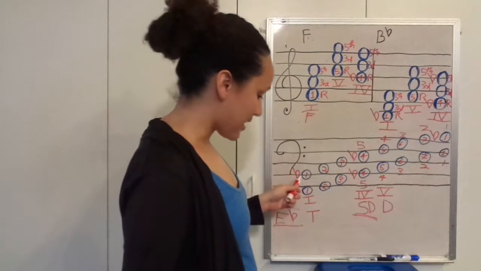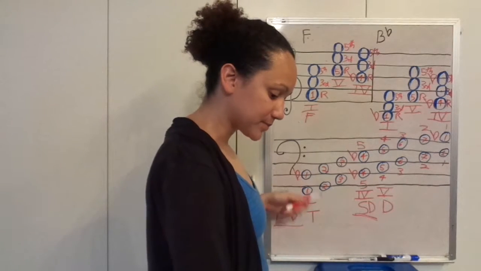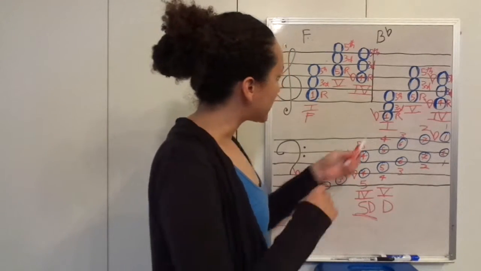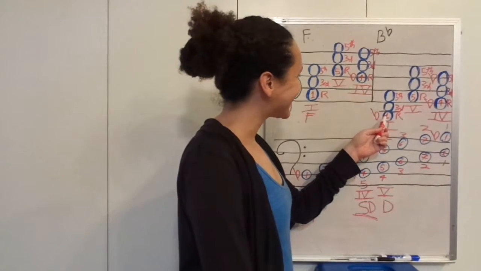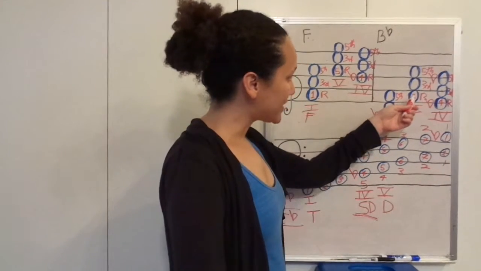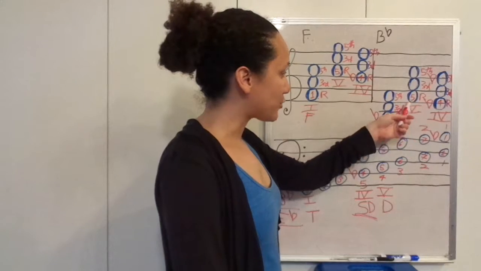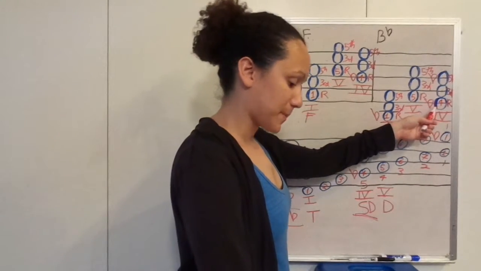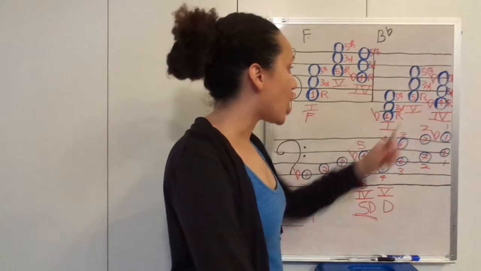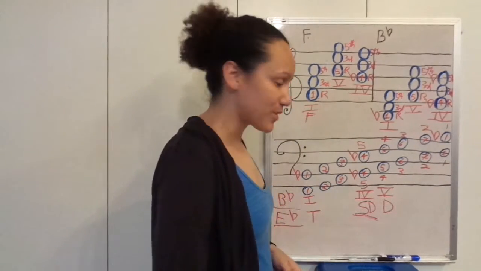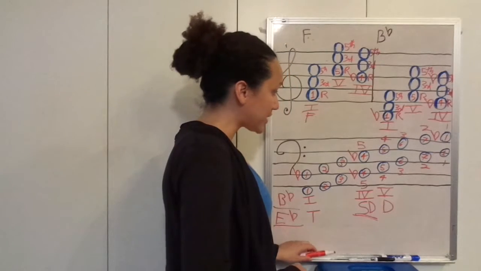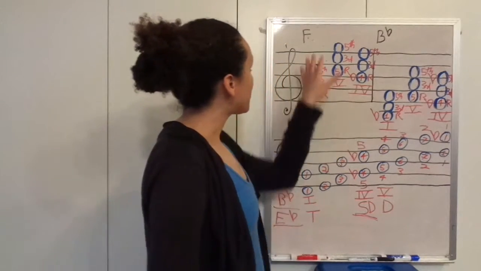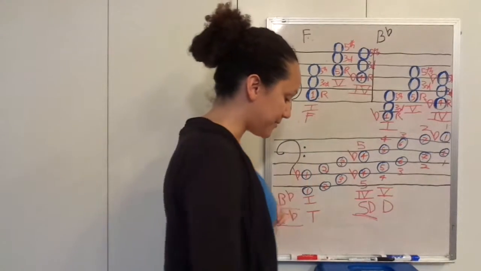So right here we have our B flat scale. It gives us our B flat chord, our F chord, the 5 or dominant, and our 4 chord, the E flat, our subdominant or 4 chord. So we have all 3 of those, both in F major and in B flat major.